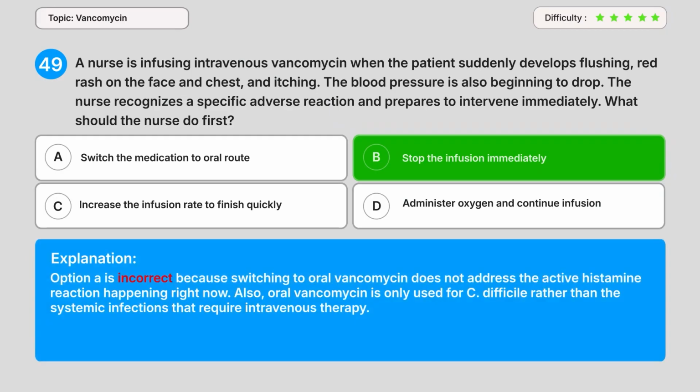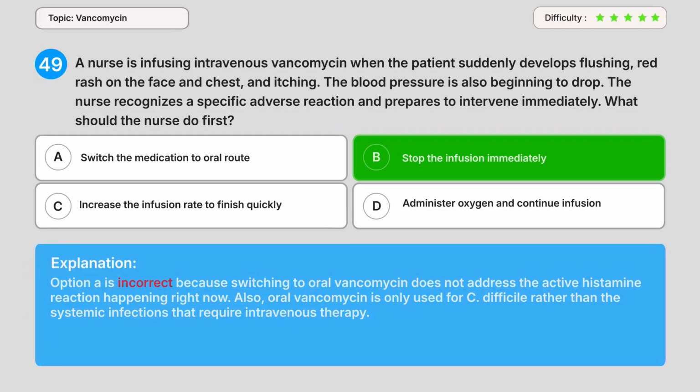Option A is incorrect, because switching to oral vancomycin does not address the active histamine reaction happening right now. Also, oral vancomycin is only used for C. difficile rather than the systemic infections that require intravenous therapy.